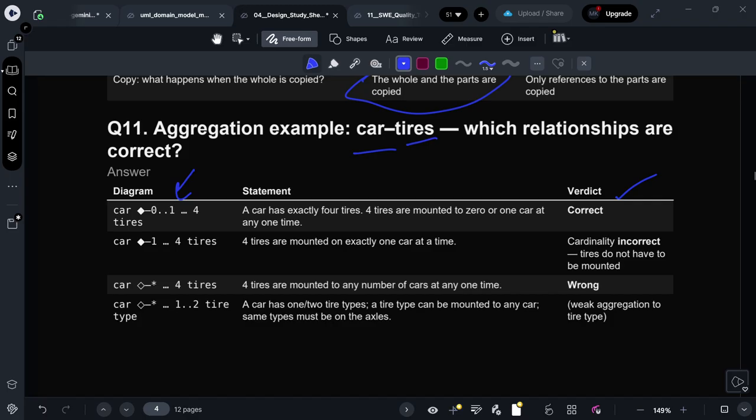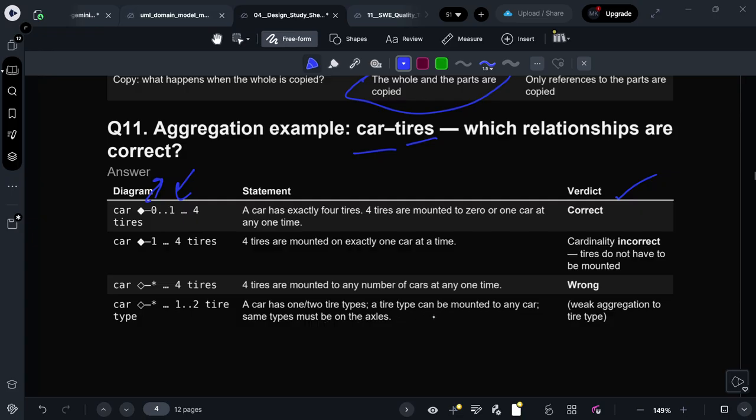This is incorrect because tires do not have to be mounted. You don't have to mount any cars. You can give the option of 0 mounting as well. You don't have to mount them. It's not a must. 4 tires are mounted to any number of cars at any one time. This is completely wrong. But a car has 1 to 2 tire types.